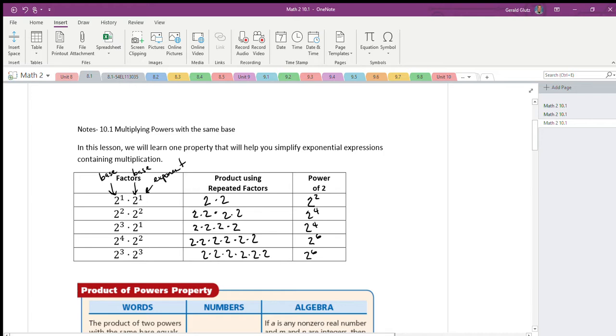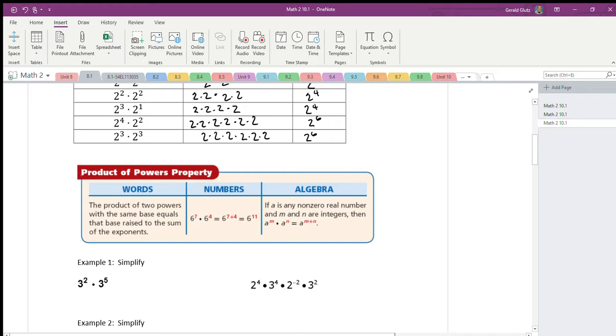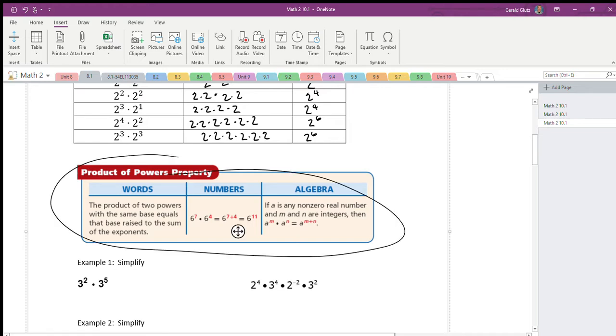So notice that I don't multiply these 2's together, so I don't have 4 to the 6th. It's just the base stays the same, and then I add the exponents. So 2 to the 6th. That's what this product of powers property is saying. When we multiply two numbers that have the same base, we add their exponents.